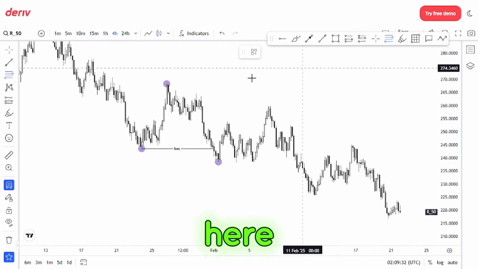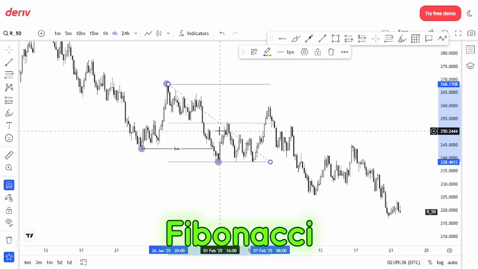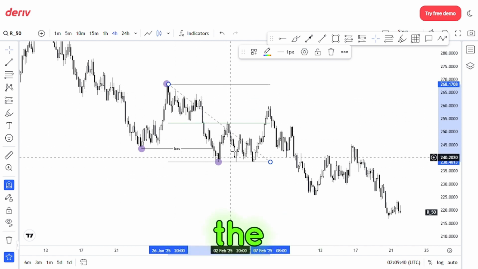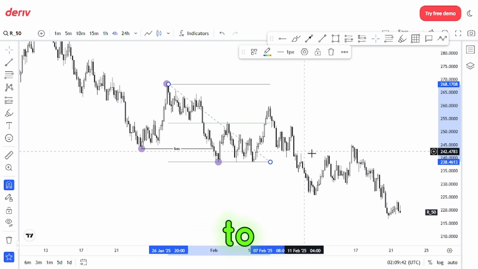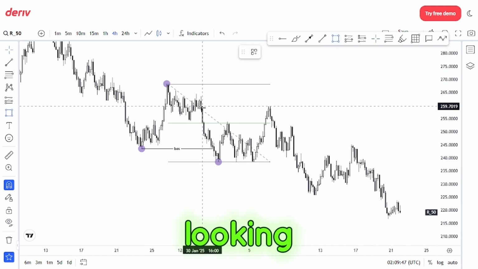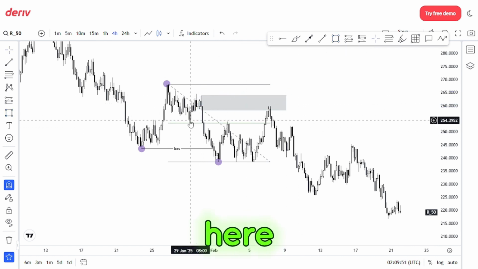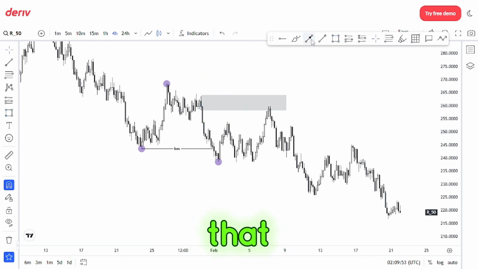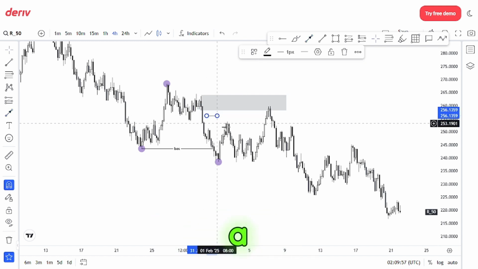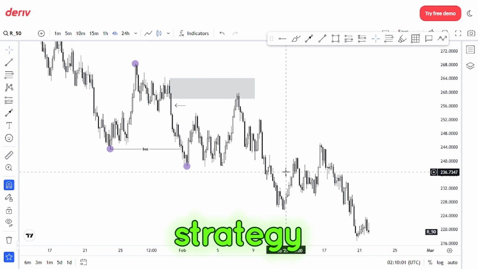So around here we have a high, then a low, like I told you about the Fibonacci tool. So after having the high and the low, you can obviously see that the market is trying to push to the downside now, just because we are already at that area that we are looking for, which is this one here. So this is the area here, and what I like about this setup is that we also have imbalance within this point, which is a very crucial thing to have whenever you're trading this strategy.